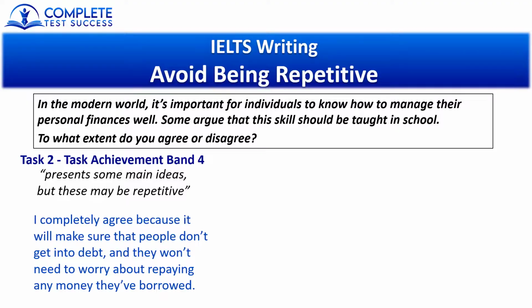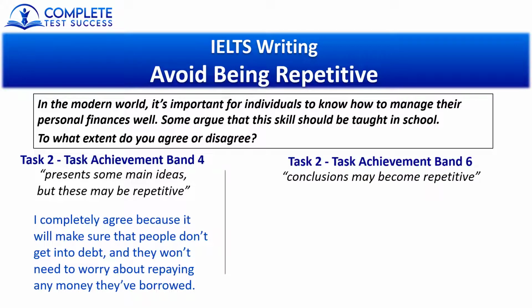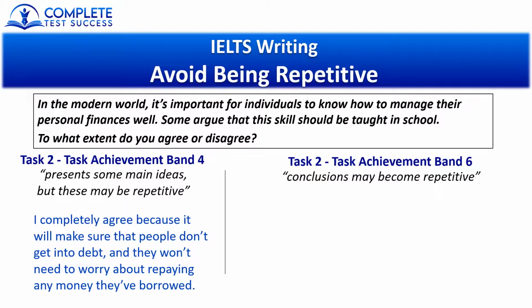Then for a task achievement of Band 6 in Task 2, it says conclusions may become repetitive. When they say conclusions in this context, they're talking about the way that the ideas are explained, rather than the final paragraph in the essay, which is also referred to as the conclusion. So let me show you with this example.